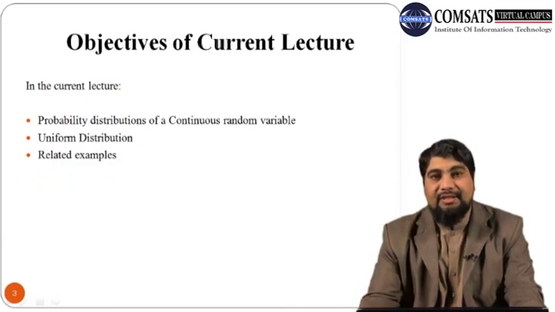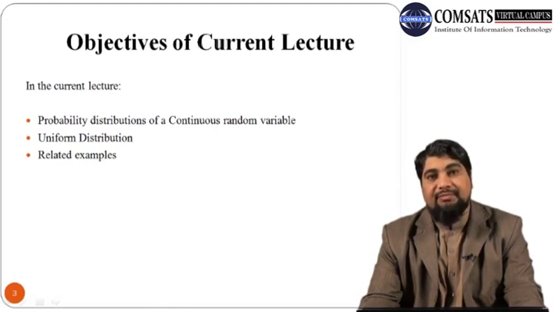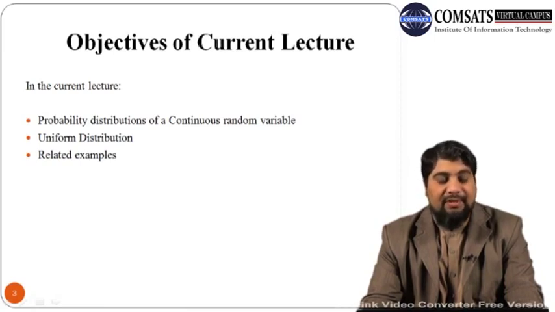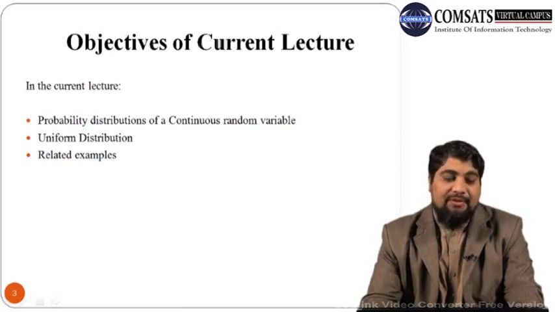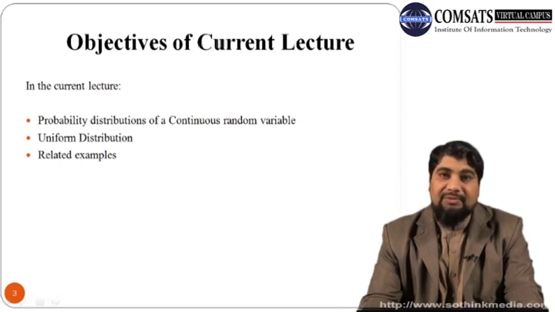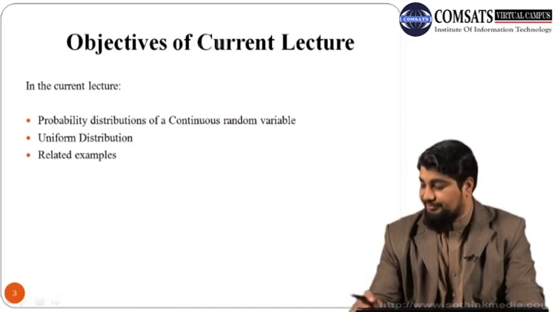So the objectives of the current lecture. In this lecture we are going to discuss probability distributions of continuous random variables. What are the probability distributions which we can use when the variable under consideration is a continuous random variable? In particular we will keep our focus on the uniform distribution, and we will also discuss properties of the uniform distribution and several examples related to the same distribution. So let's start.